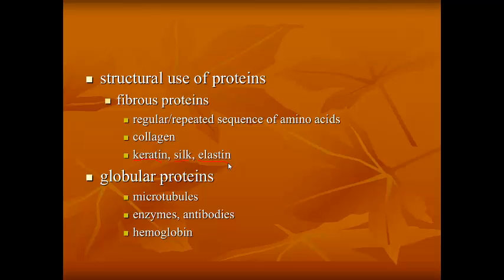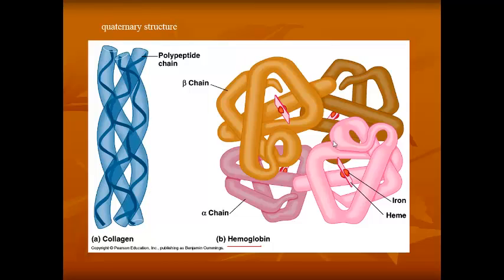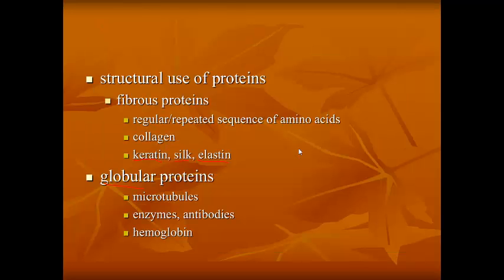The other type of protein shape is going to be the globular protein. These look like blobs. They're kind of more round in structure. Here you see hemoglobin, which is responsible for carrying oxygen and makes a part of the red blood cell. You also have microtubules, which are used to transport materials within the cell. You have enzymes, which speed up chemical reactions in the body. You have antibodies, which play a major role in the immune system. These are all globular proteins.